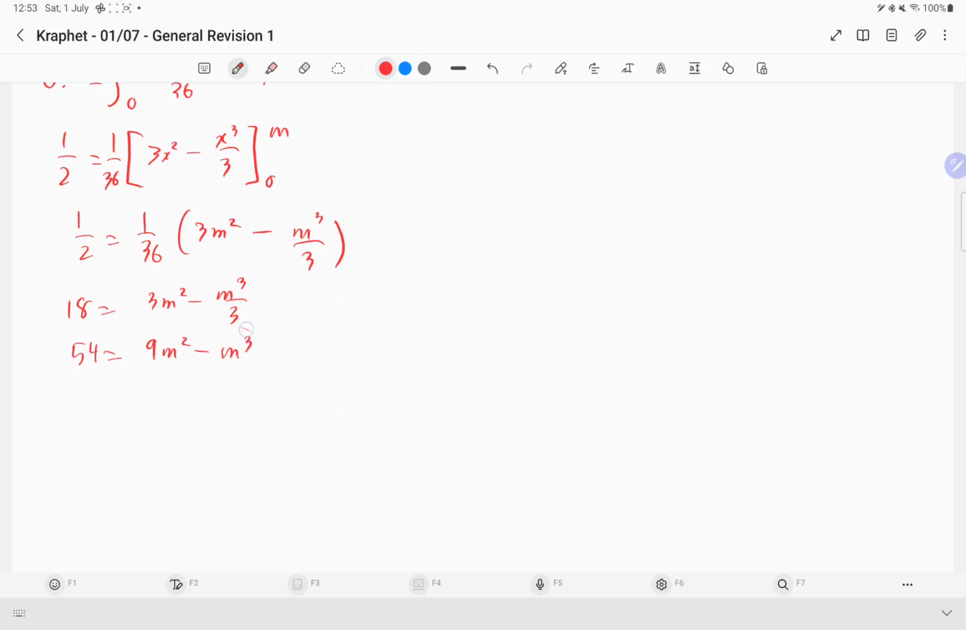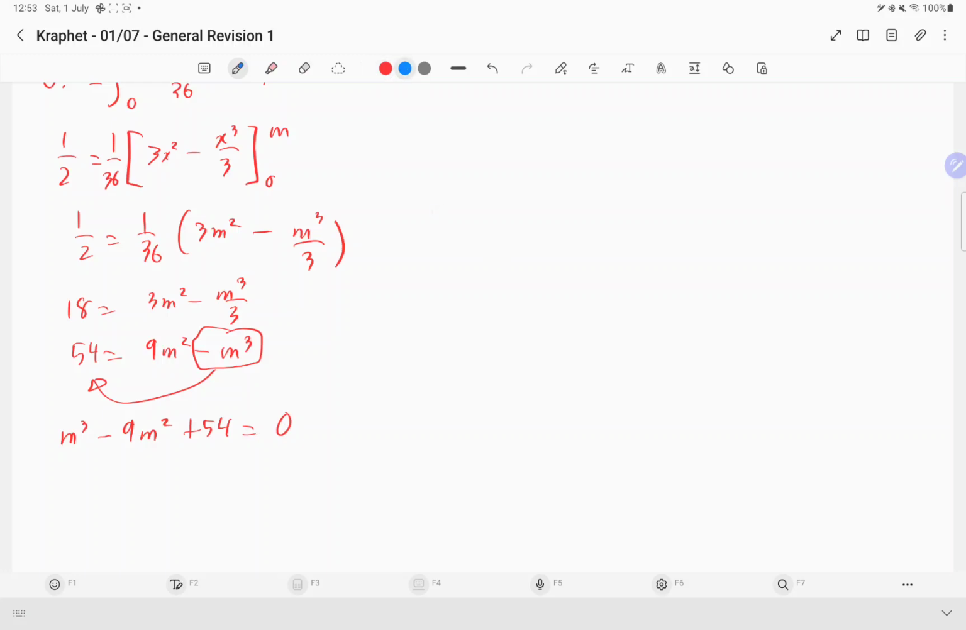Move every term to the right hand side, because then the m cube is negative, so I want to move it to the other side here. So that'll be m cubed minus 9m squared plus 54 equals 0.